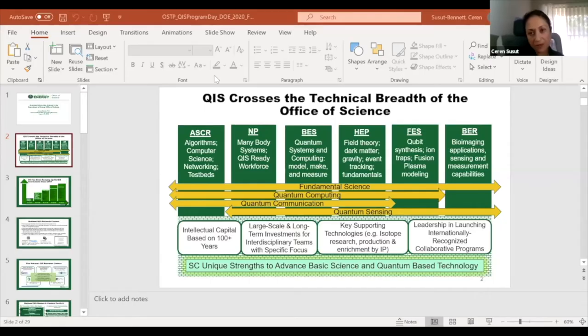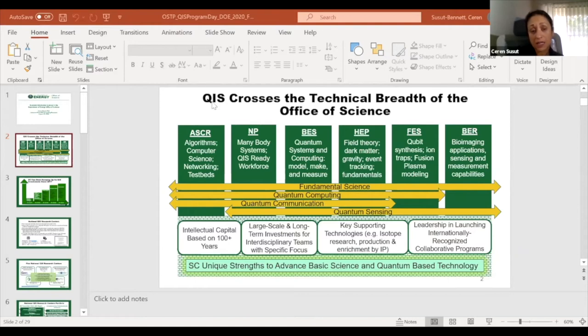So really for QIS, for us, QIS crosses the technical breadth of the whole Office of Science. So the approach that we're taking is really to include all of the Office of Science programs, but also to cover a wide scope within QIS. Quantum simulation is one of them, but certainly we're also interested in quantum communication and quantum sensing, and we already have established programs. All six core program offices are investing in programs that are important and specific to their missions, but also in programs such as the National QIS Research Centers. We are actually looking to advance cross-cutting areas in fundamental science, quantum computing, quantum communication, and quantum sensing.